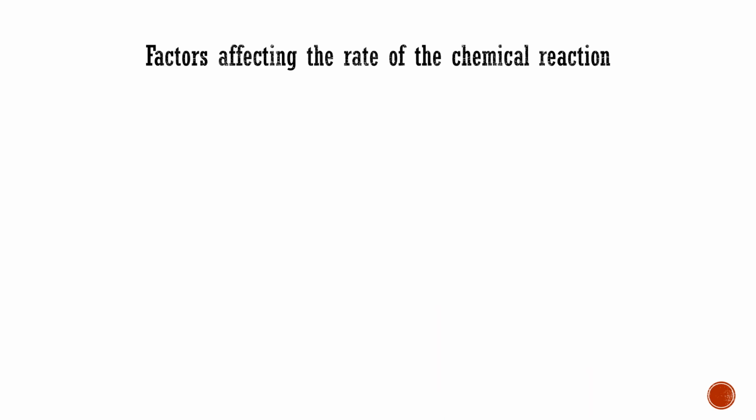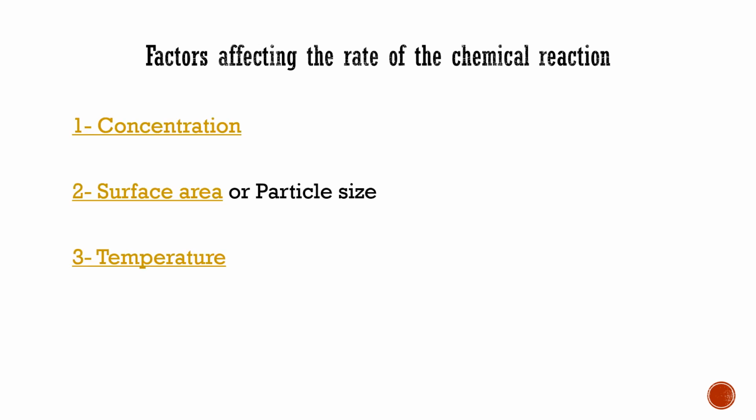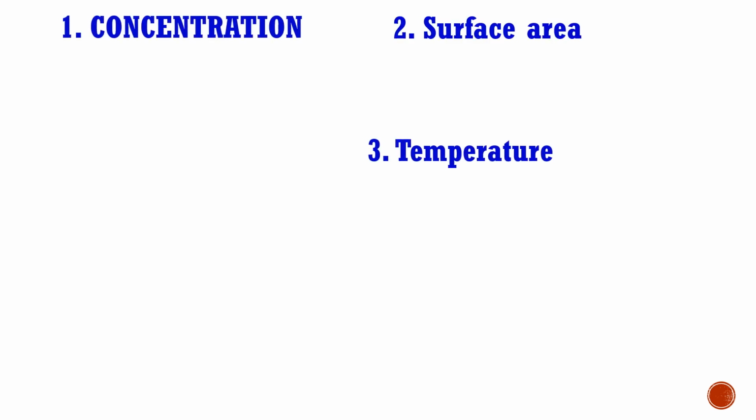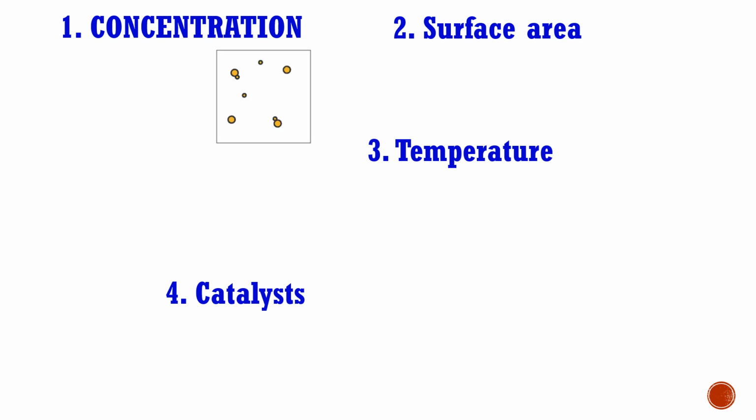We have four factors that affect the rate of the chemical reaction, which are concentration, surface area or particle size, temperature, and catalyst. Let's speak about each one of them in detail. First of all, we have four factors: concentration, surface area, temperature, and the catalyst. Let's speak about the first factor, which is the concentration.